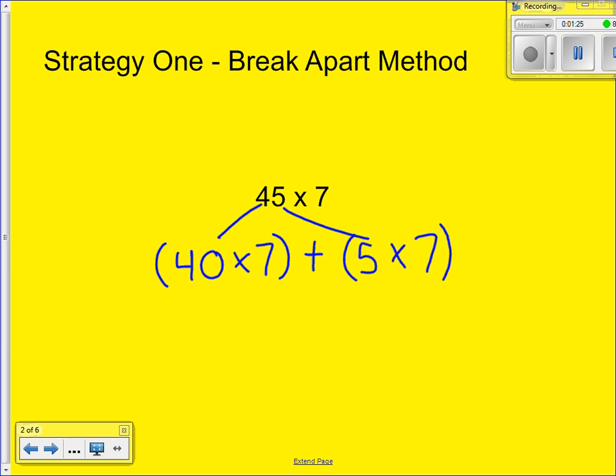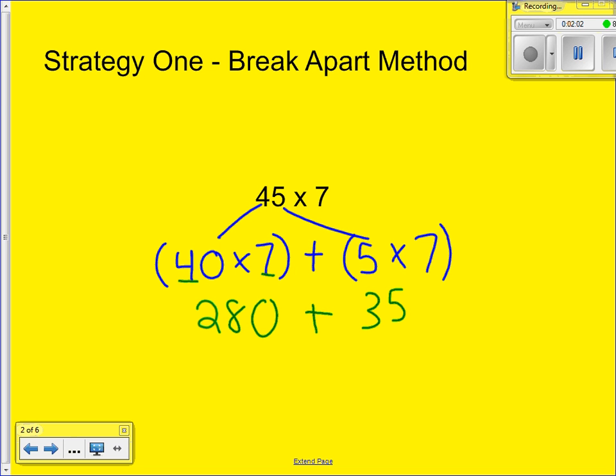Now I am ready to multiply. 40 times 7 is 280. We can easily find that out by doing 7 times 4 is 28. But then we need to add in the 0 because it's not a 4, but it's a 40. So 280. Plus the product of 5 times 7. If we know our basic facts, then we know 5 times 7 is 35.